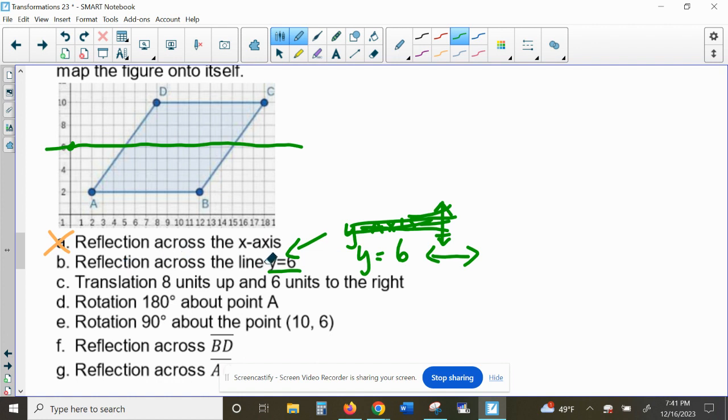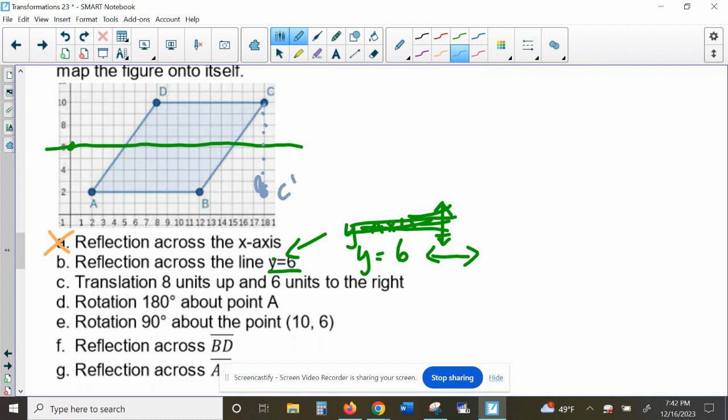So the question is, if I were to take this, trace this, and fold it on this line, would this land on top of itself? And we could see it's not going to, because watch this. If I go to reflect this over, that's 1, 2, 3, 4 spaces. 1, 2, 3, 4.